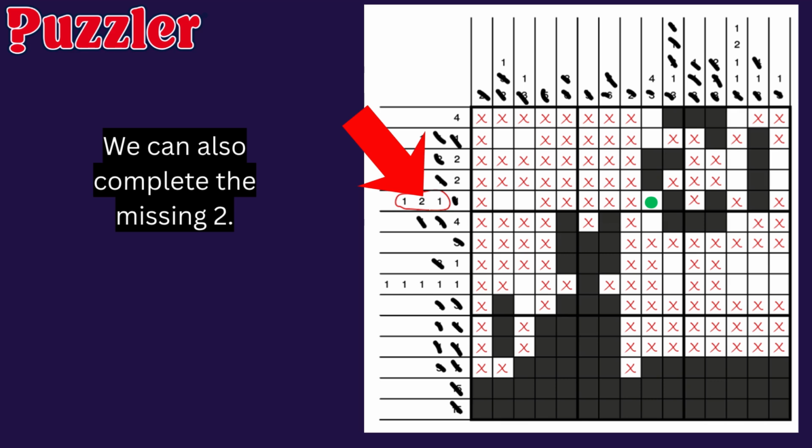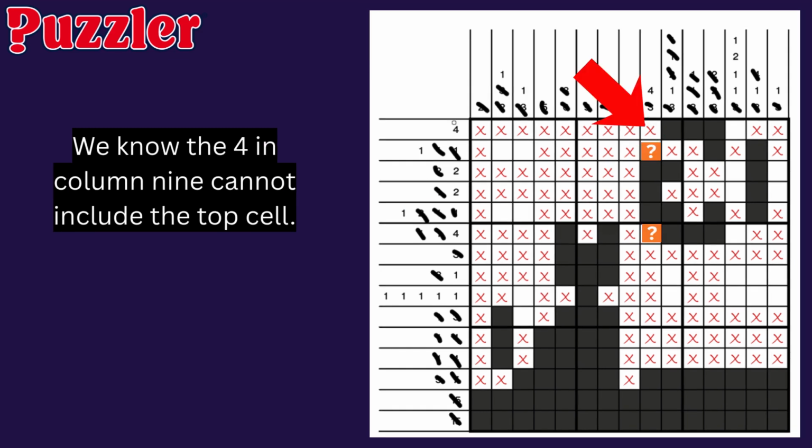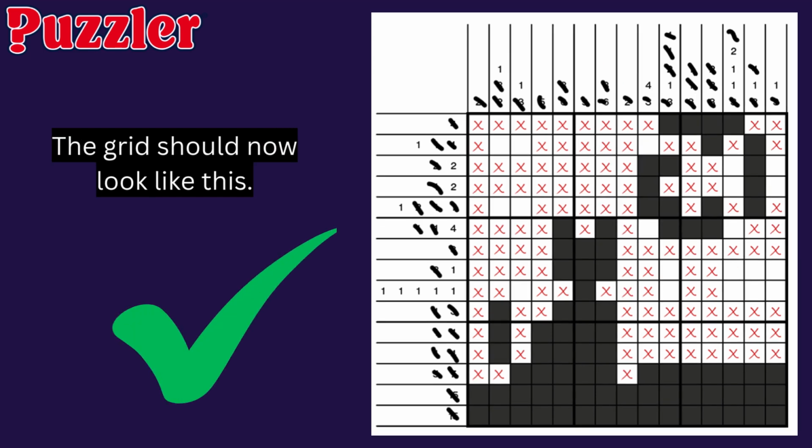Let's go back to this row. We have found the 2 ones furthest to the right already, but now we can also complete the missing 2. This also solves row 1 for us, as we know the topmost cell must be blank, since the group of 4 in column 9 cannot include the top cell. The grid should now look like this.